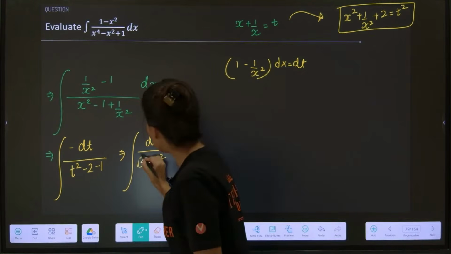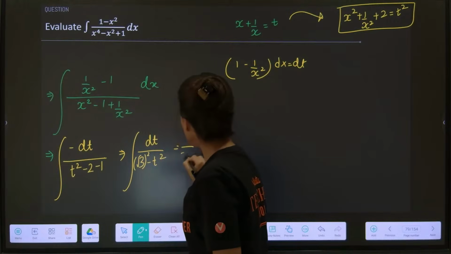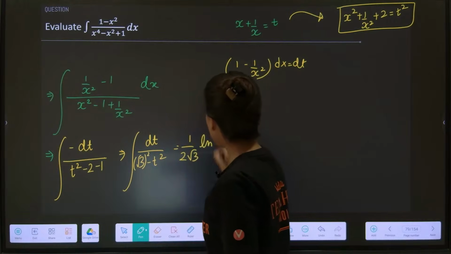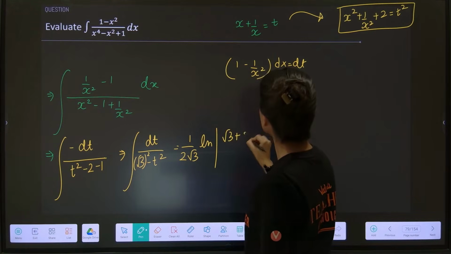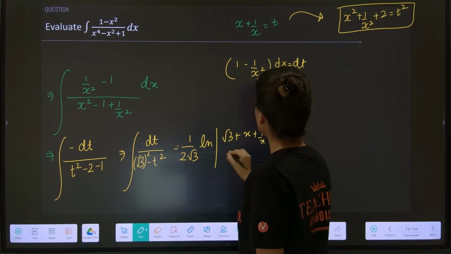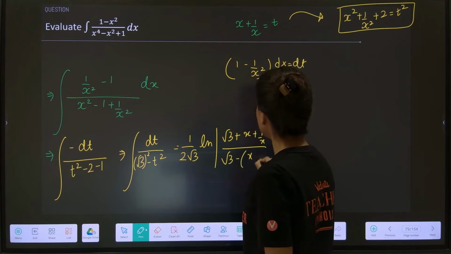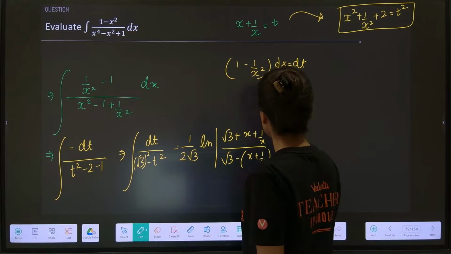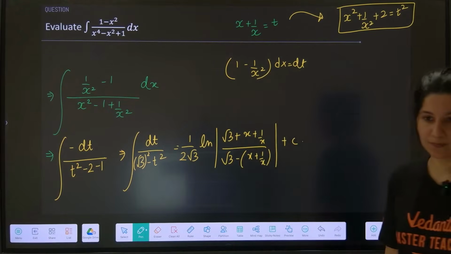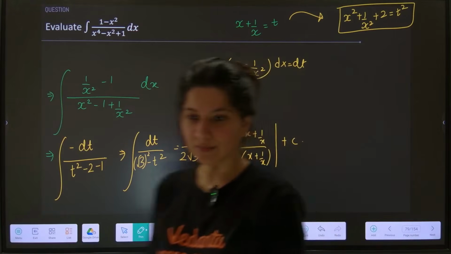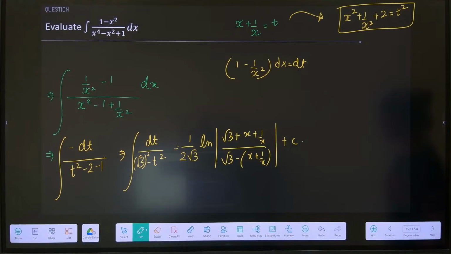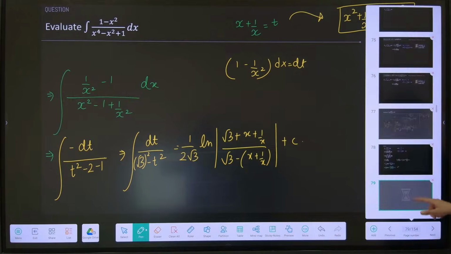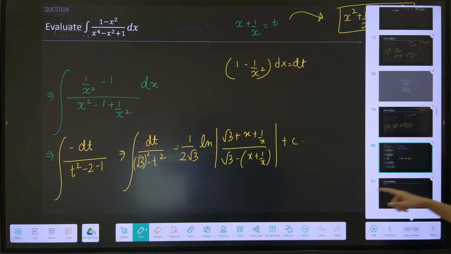So this is root 3 square. So 1 upon 2a log of mod of a plus x. So root 3 plus t and root 3 minus t plus c. Okay. All right. Clear? So this is how it is.